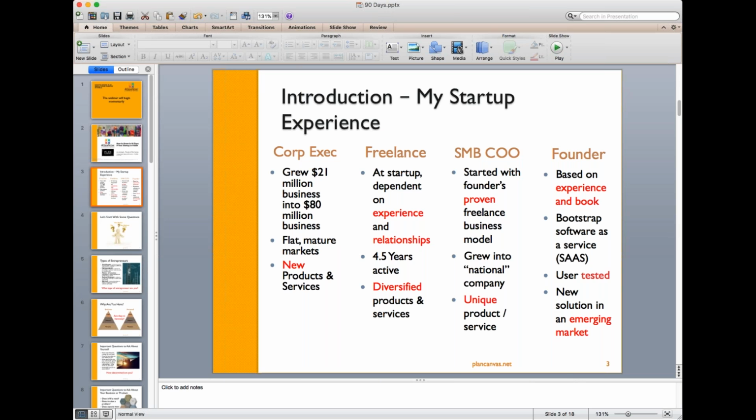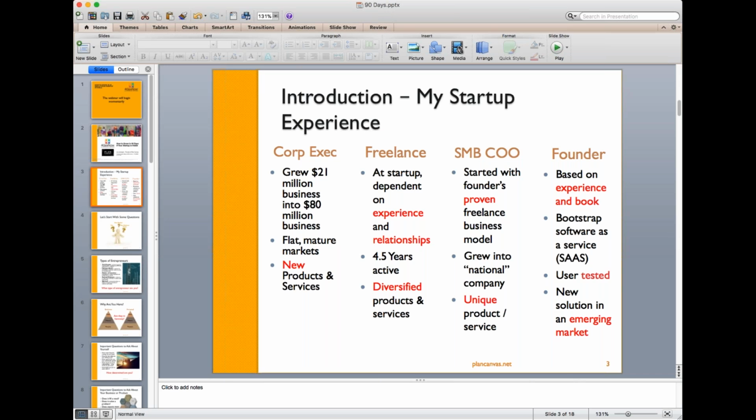And I was led to this business actually through my independent business consulting to help the owner take what had been a one-person freelance business model and grow it into a company that I put in quotes national. It's not quite national, but it stretches from Texas to South Carolina. So certainly covers many regions of the United States.